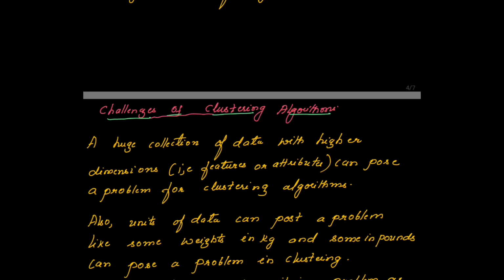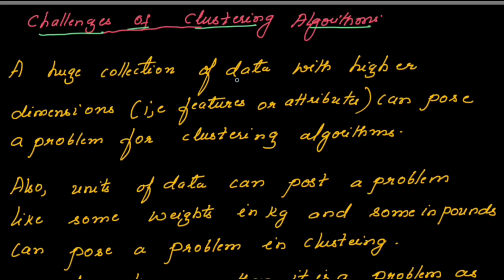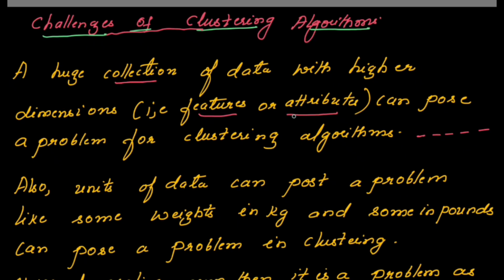Now let us see which are the challenges of clustering algorithms. We know that there are three different categories of clustering algorithm: k-means, hierarchical and DBSCAN. But what challenges are there for these clustering algorithms? A huge collection of data with higher dimensions, that is features or attributes, can pose a problem for clustering algorithms. Normally, if there are only one or two features, it is easy for us. Even the numericals which you will be solving with k-means clustering have just two features. But practically you have more features, and more features or attributes can pose a problem for the clustering algorithms.